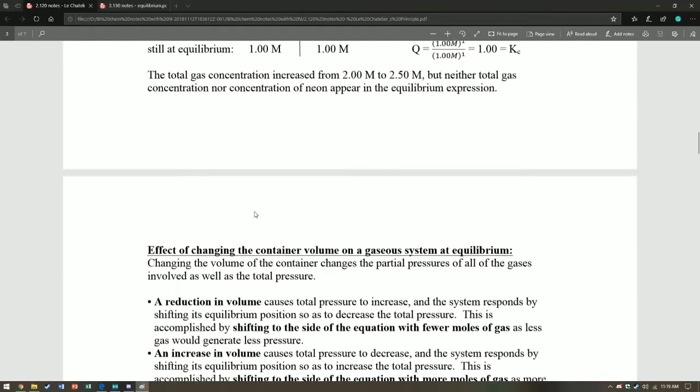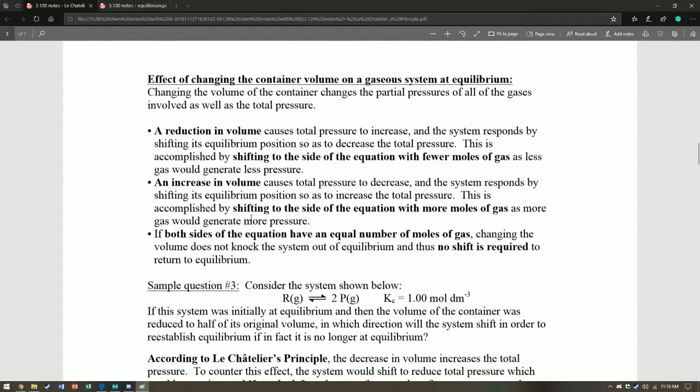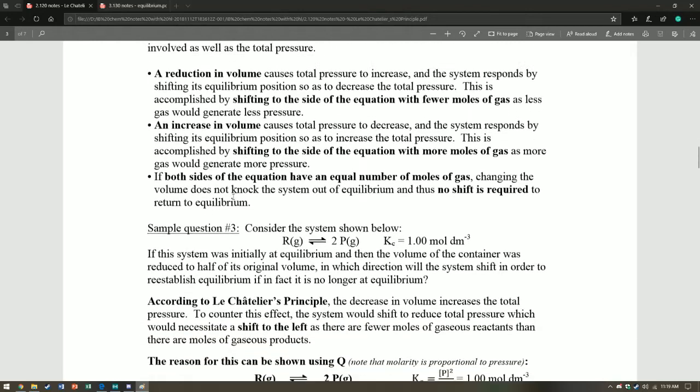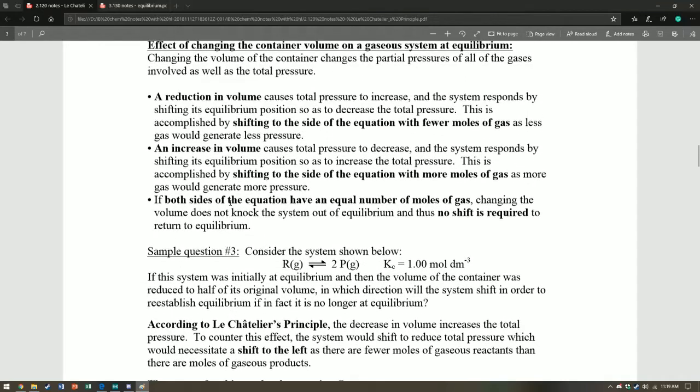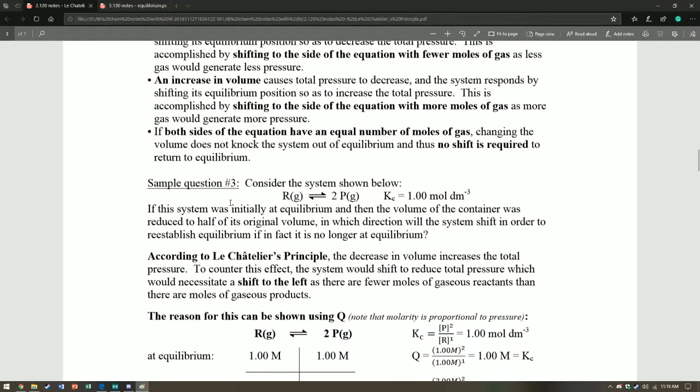A similar thing happens with the volume. Since we know that pressure and volume are inversely proportional to each other, if we decrease the volume, we will increase the pressure of the system, and therefore, since the system will try and decrease the amount of pressure being exerted, it'll shift to the side with the least amount of moles of gas to reduce the pressure and therefore account for the new volume. And then the inverse is true. If we increase the volume, there will be less pressure, and therefore it'll try and increase the pressure, and it'll go to the side with more moles of gas. So that's the idea behind it. The idea is that we're always trying to minimize the change or undo the change as much as we can.